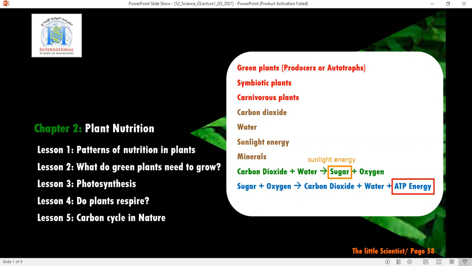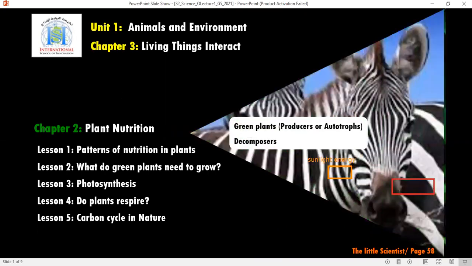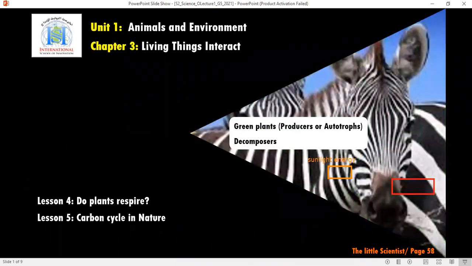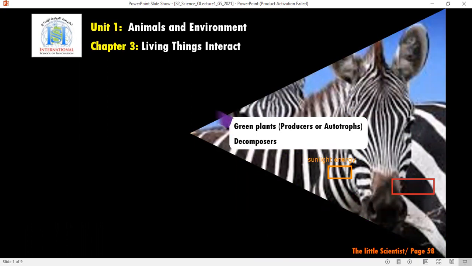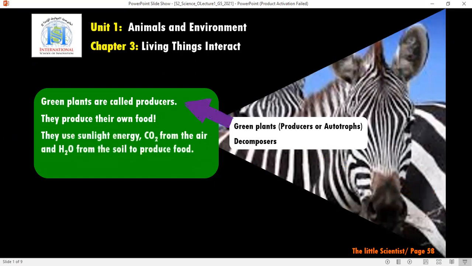So plants are producers. Let me start with this. So green plants are producers. They take in carbon dioxide from the air to produce their own food through a process, as I said, called photosynthesis. By this process, plants release oxygen to the outside.